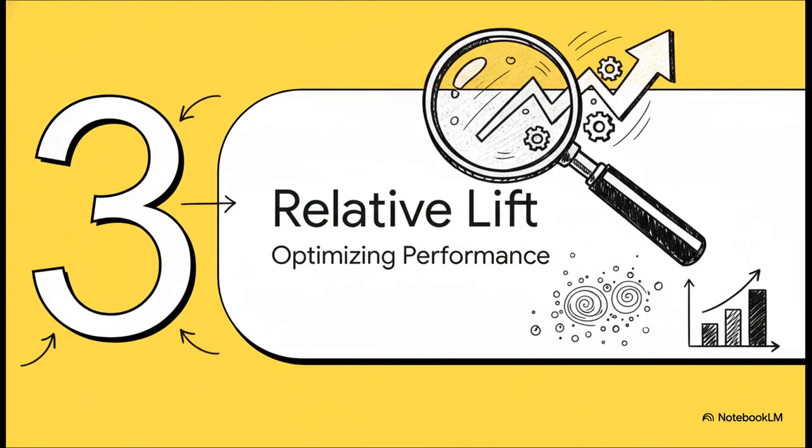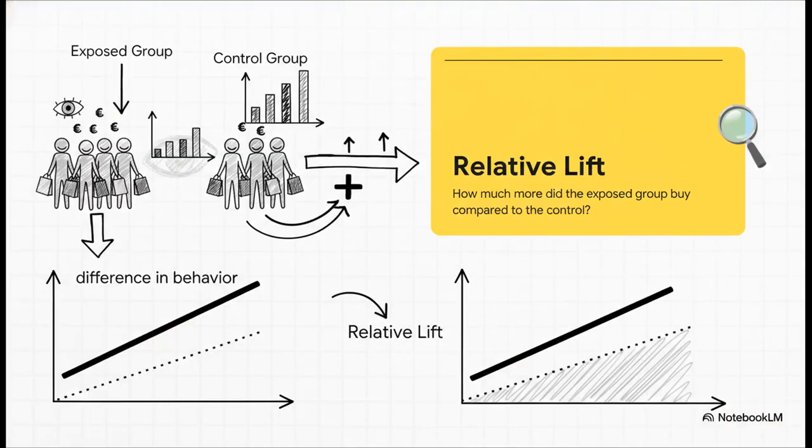Okay, let's dig into the first one, relative lift. The best way to think about this is like it's your microscope. This is the tool you use to zoom way in, to get super granular, and to really optimize the day-to-day performance of your campaigns. So what does it actually measure? Relative lift answers a very specific question. How much more did the group who saw the ad buy compared to the group who didn't? See, it's all about comparing the behavior of those two groups.